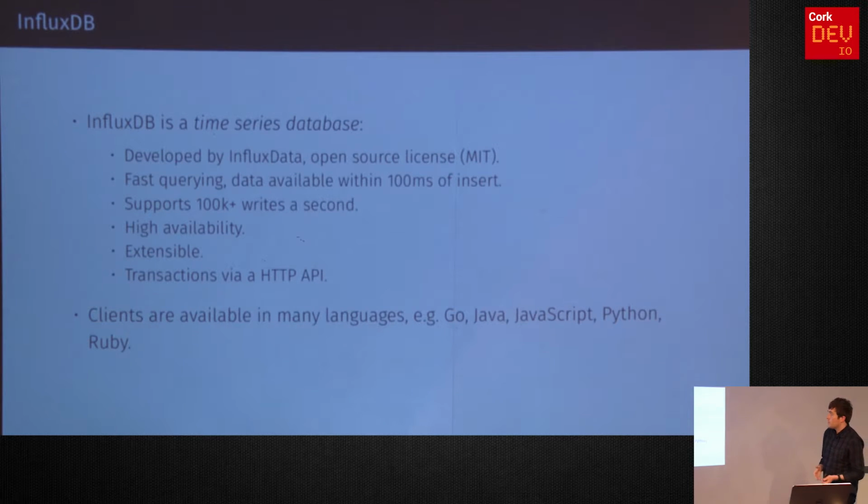It supports about 100,000 writes a second. There's additional support for high availability. It's not enabled by default, but you can do this if you wanted to. And also, the whole architecture is extensible, and I'll talk about how that works a little bit. And then finally, everything's done over HTTP. So if you want to interact with the database at all, you don't need to get your own client. You can if you want to, but if you want to just interact by HTTP, that's enabled by default.